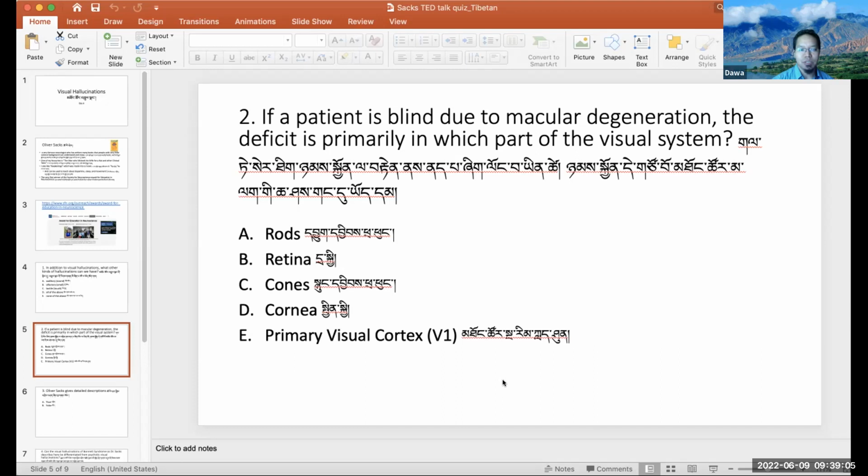Now you may have to look up and see, check with each other, try and remember your lessons from year 2. But if a patient is blind due to macular degeneration, where is the deficit? What part of the visual system?